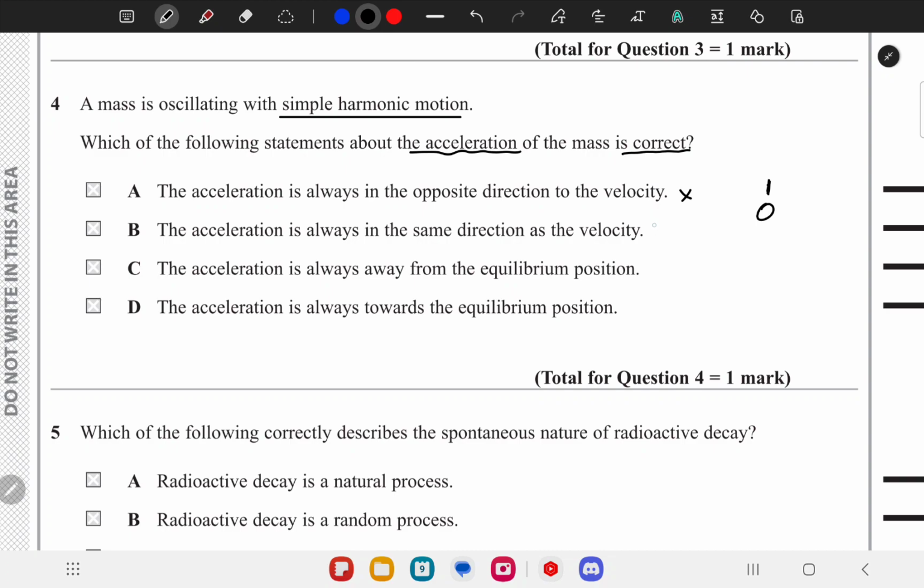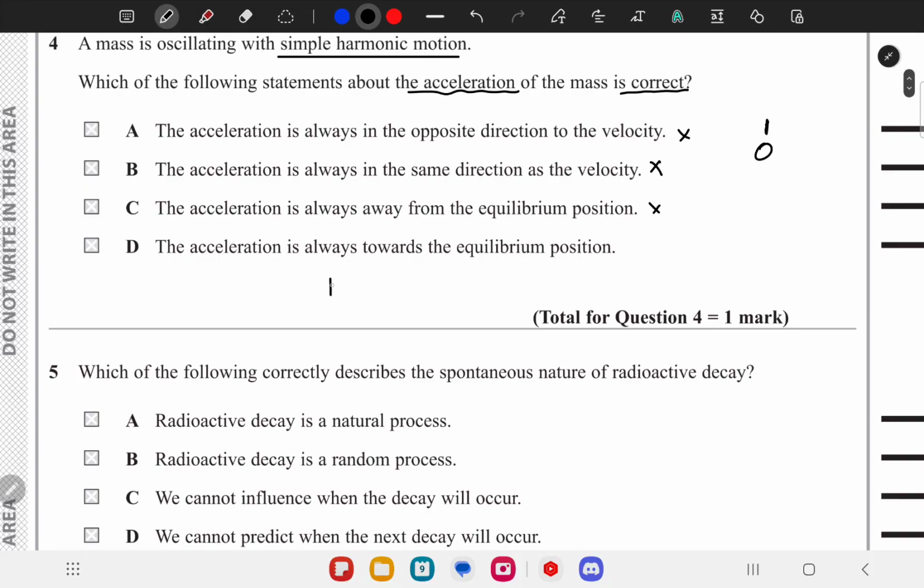The acceleration is also not always in the same direction, because when the object is moving away from the equilibrium position, the acceleration is towards the equilibrium position while the velocity is away from it. Option C is wrong. The definition of simple harmonic motion is that the acceleration is proportional to the negative of the displacement. The minus represents that the acceleration is always towards the equilibrium position. So it's opposite to the displacement.